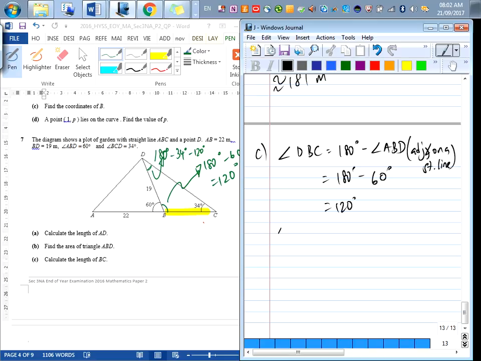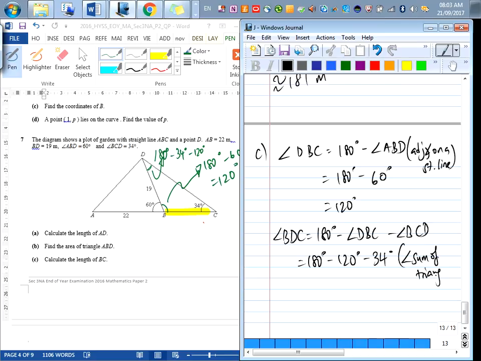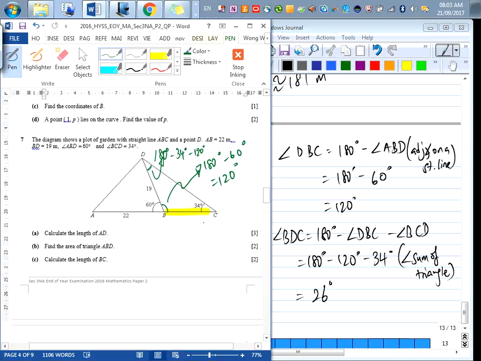Okay, so angle BDC equals to 180 degrees minus angle DBC minus angle BCD. That is 180 degrees minus 120 degrees minus 34 degrees. And the reason is angle sum of triangle. They add up to be 180 degrees. So this gives me 26 degrees. Okay, now summary. Yeah, you must write the reason.